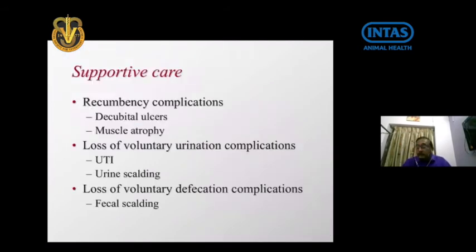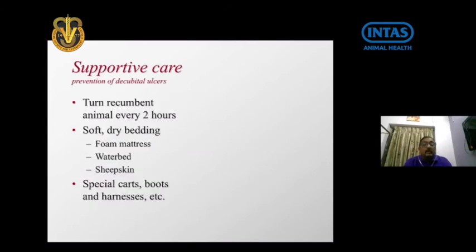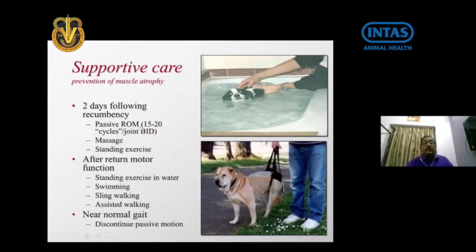Okay, the last part. I know Divyesh has given me only 10 minutes. These are the complications: decubital ulcers, muscle atrophy, urine scalding. You need to turn the animal around and keep them on soft bedding. Two days following recumbency, you can start your passive cycling. You can tell the owner to put the cycling motion on the dog. And after it returns motor function, only then you take it for swimming.